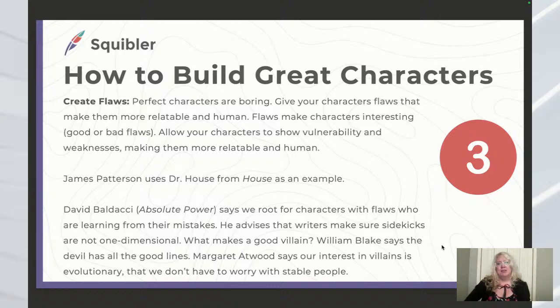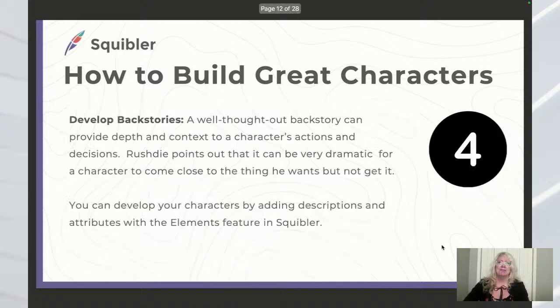And you can think too about villains. What makes a good villain? The famous poet William Blake says the devil has all the good lines, which is kind of funny. Margaret Atwood says that our interest in villains is evolutionary, that we don't have to worry about stable people. So we're sort of naturally interested in villains, but they should also be well developed. They can't just be stereotypes.